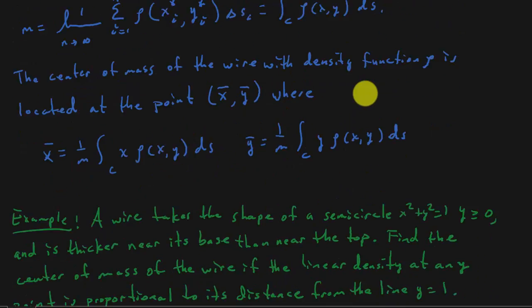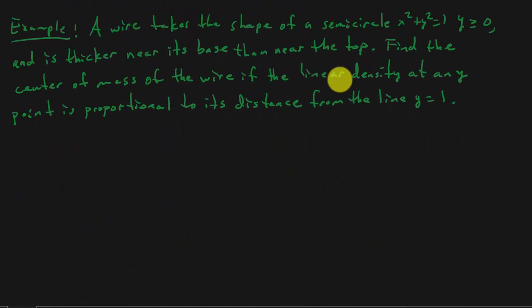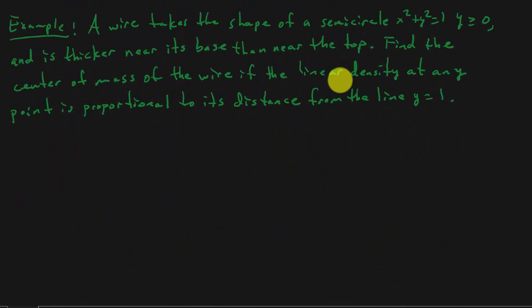All right, so let's look at this example. It says a wire takes the shape of a semicircle, x squared plus y squared equals 1, where y is greater than or equal to 0, and it's thicker near its base than near the top. Find the center of mass of the wire if the linear density at any point is proportional to its distance from the line y equals 1.